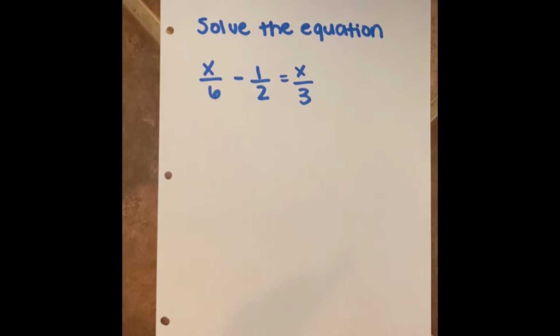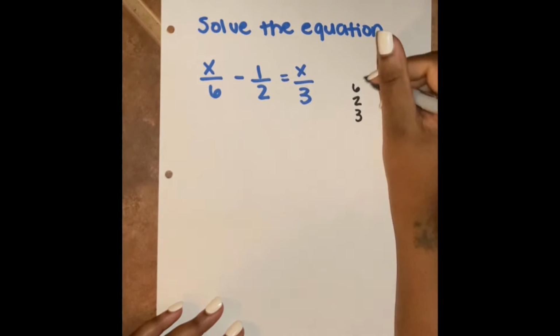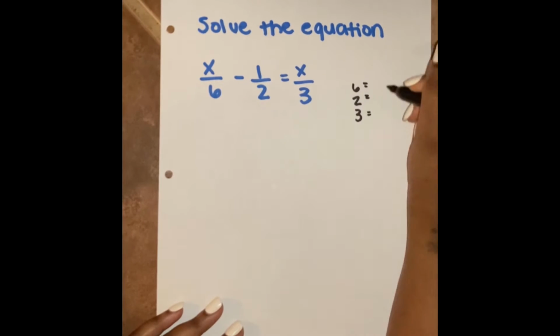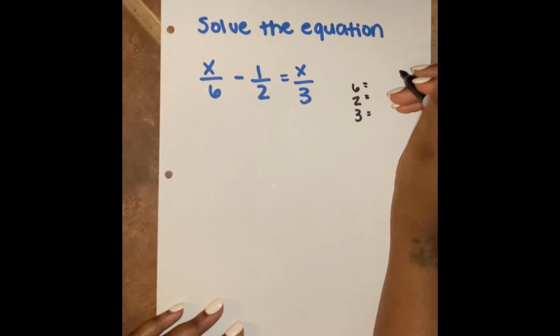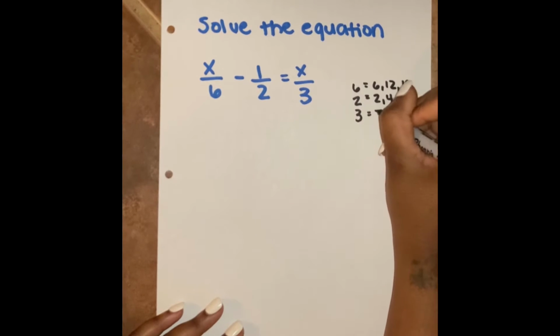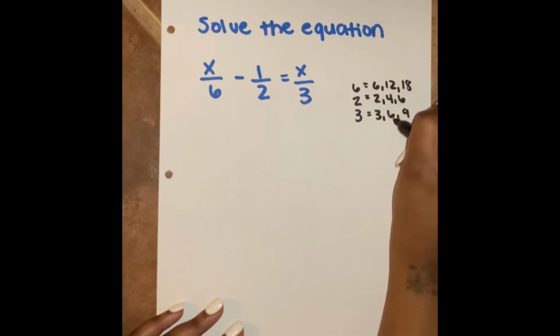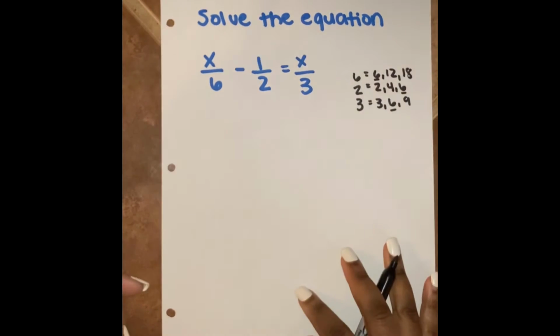And we have x divided by 6 minus 1/2 is equal to x divided by 3. So we're going to find our LCD so that we can cancel and solve for x. We have 6, 2, and 3 in our denominators. And we're going to multiply that LCD by every term in our equation so that we can get x by itself. We have 6, 12, 18. We have 2, 4, 6, and we have 3, 6, and 9. So we see that 6 is our least common multiple, which is going to make it our LCD in our equation.